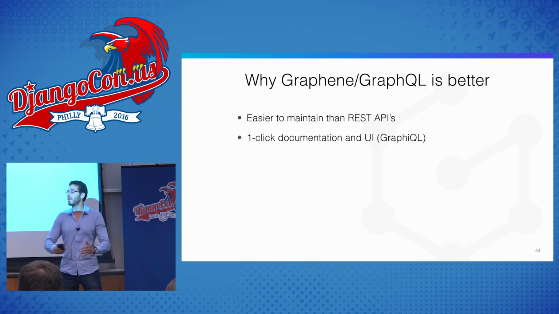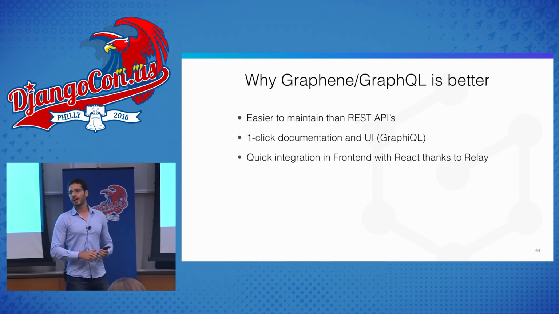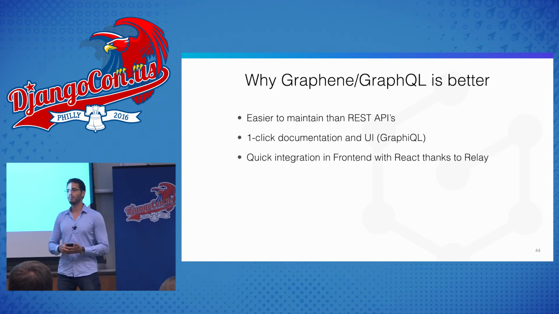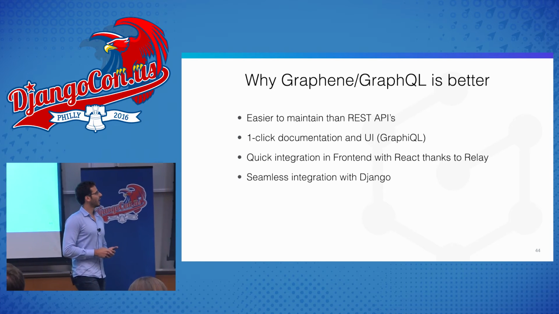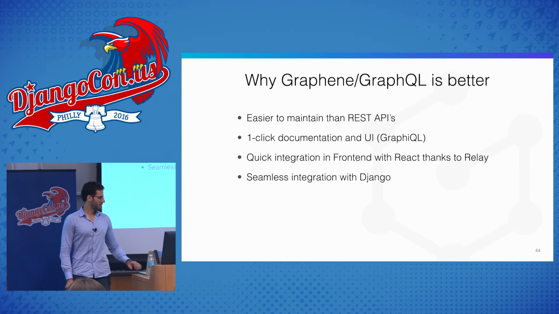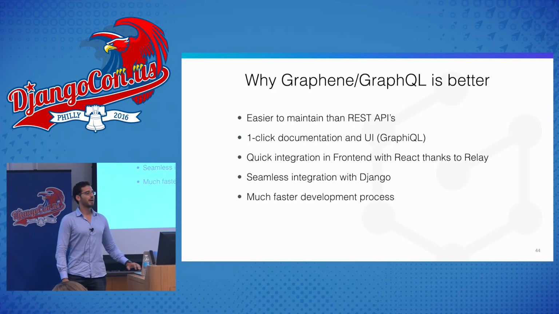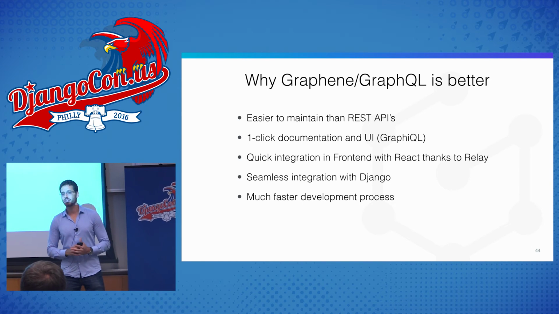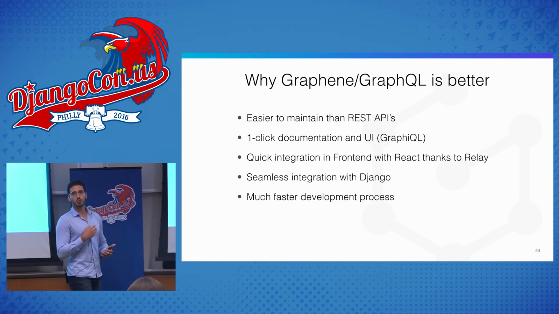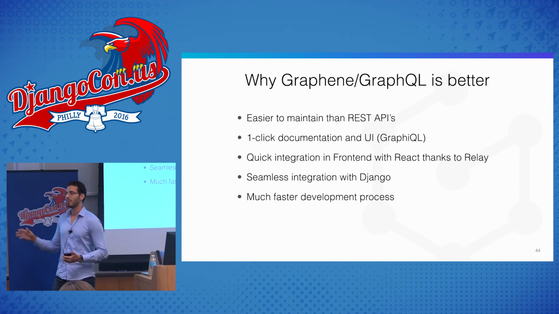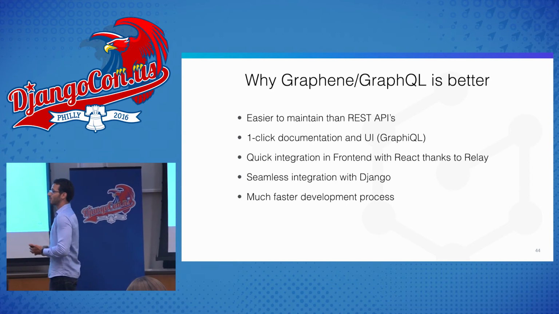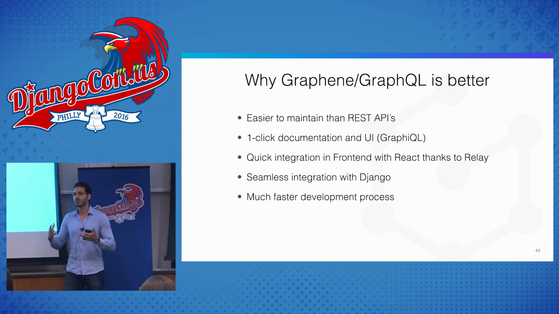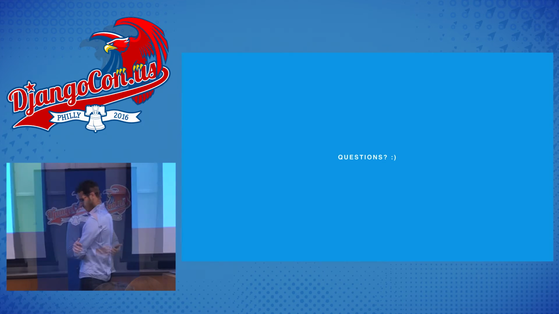It's everything already built. Also, you can have a very quick integration with your front end with React, thanks to the React Relay library by Facebook. And as you have seen, it has seamless integration with Django. But overall, the most important thing is the development process will be much faster. Based on our own experience, we lower the development time by two or three times. And that's quite important. Why? Because we don't need to go back to the server each time we want to fetch different things.